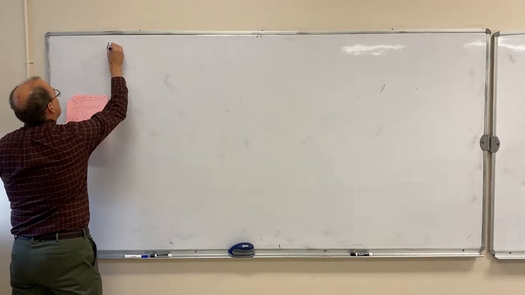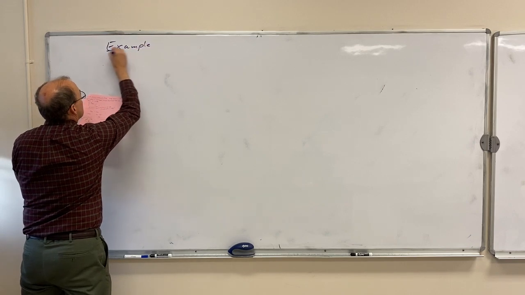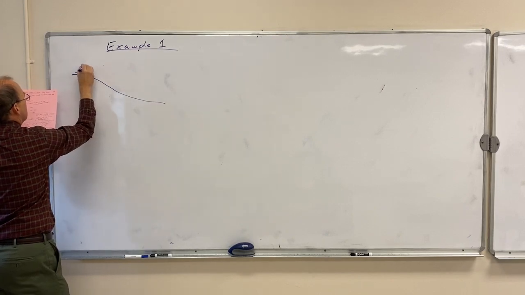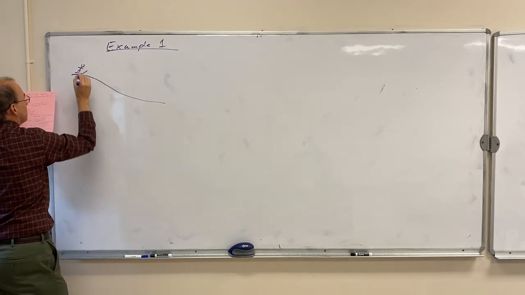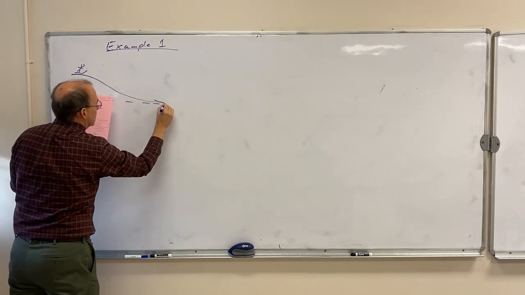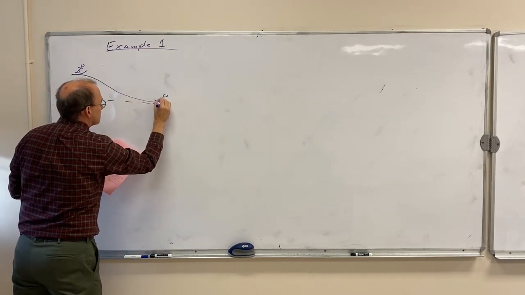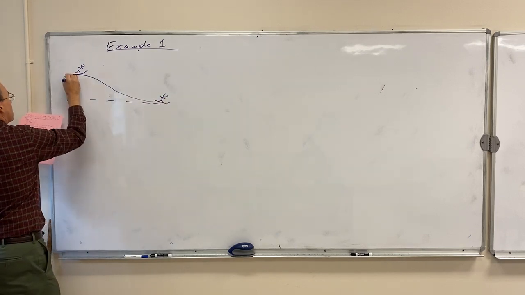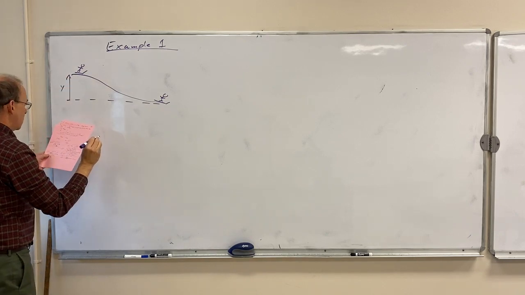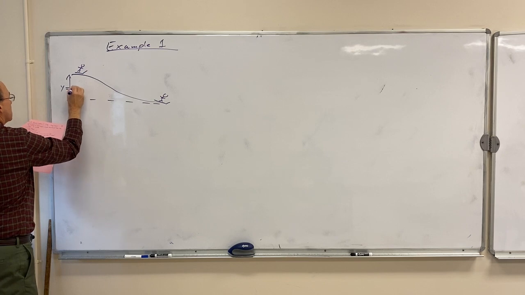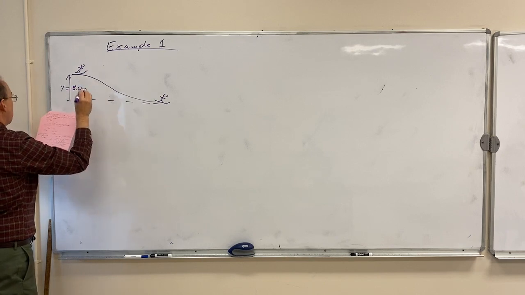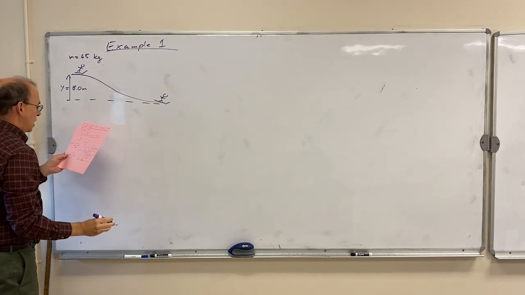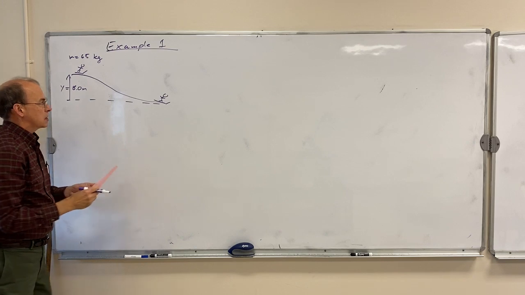So, example 1. Suppose I have a skier at the top of a ski slope, and she skis down the slope. Let's give her arms or something. This slope has height y equal 8 meters. She has a mass of 65 kilograms. And I want to find her speed at the bottom.